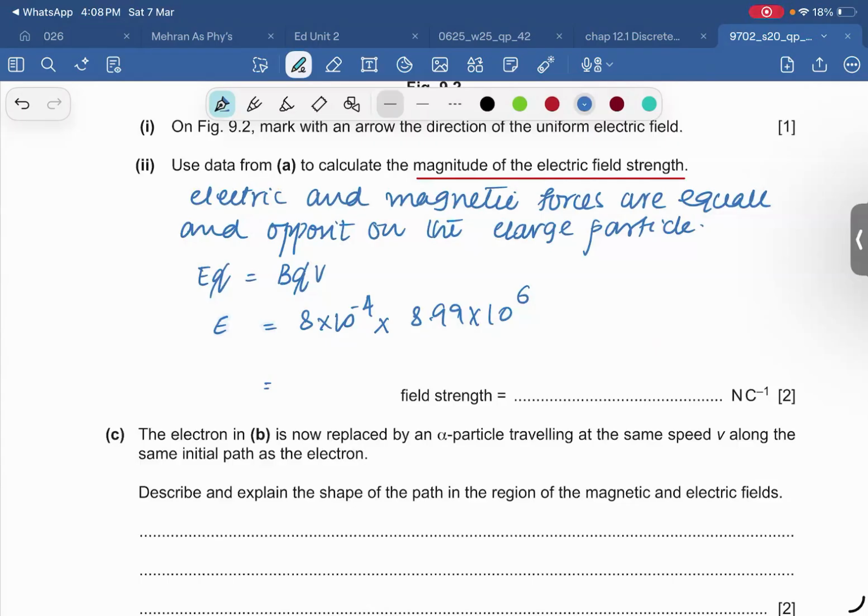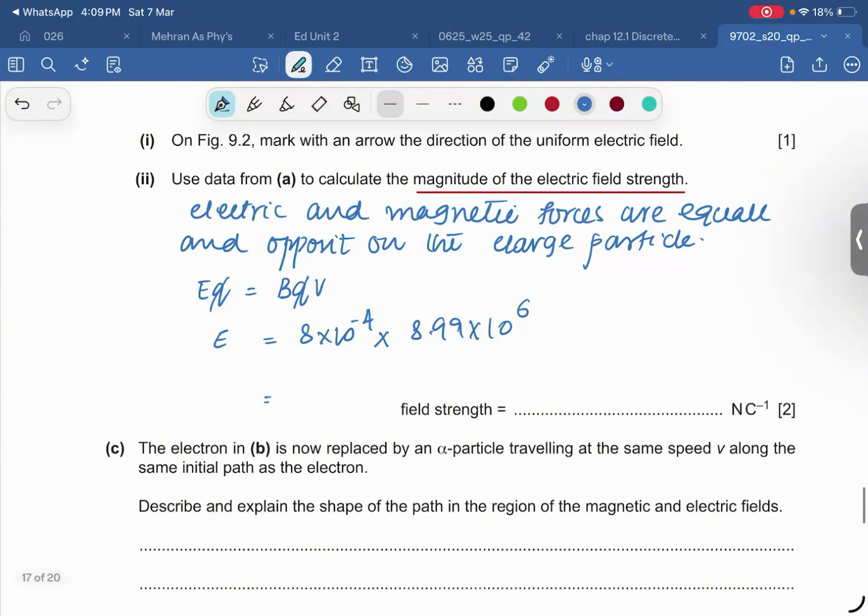When you're doing these sort of questions where it's saying use the data, do we use the original formula, that V equals E upon B? If we just use that, will we get marks, or do we have to show that they're equal to each other and all that?